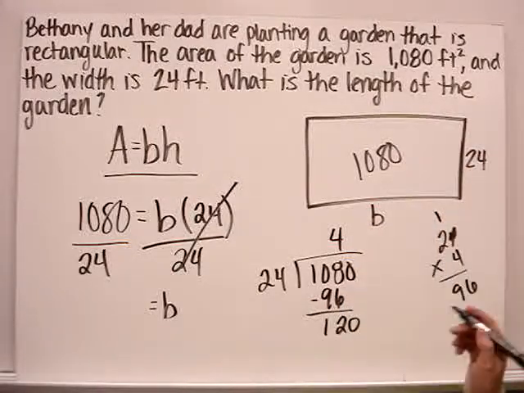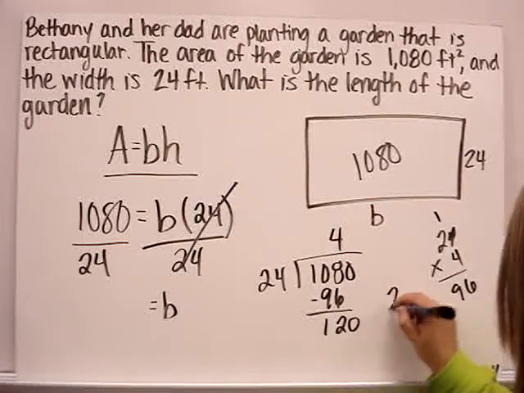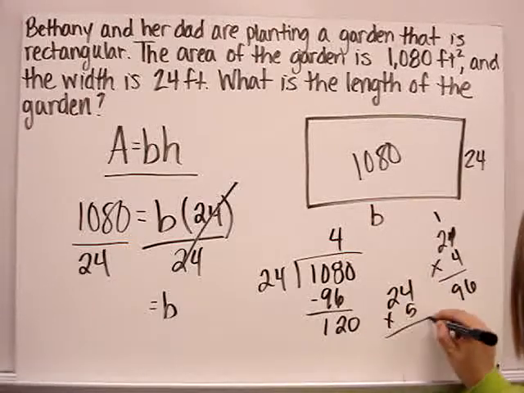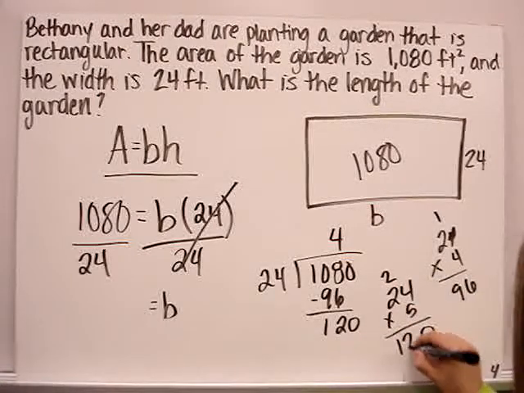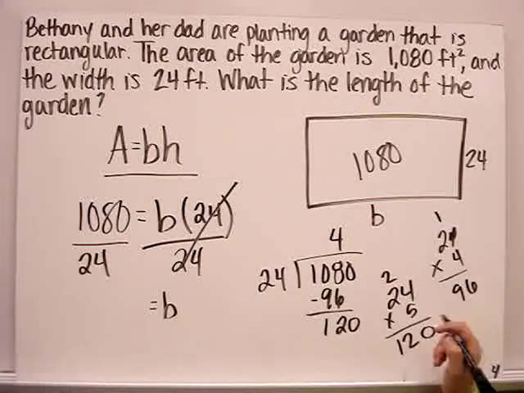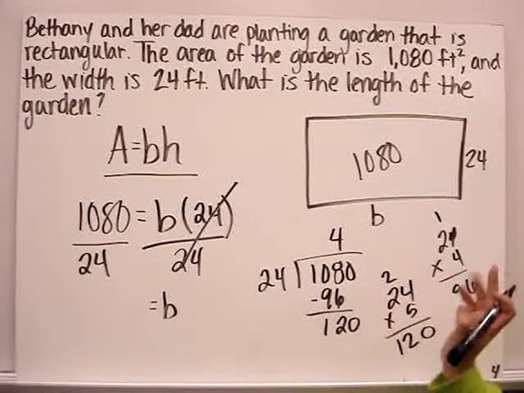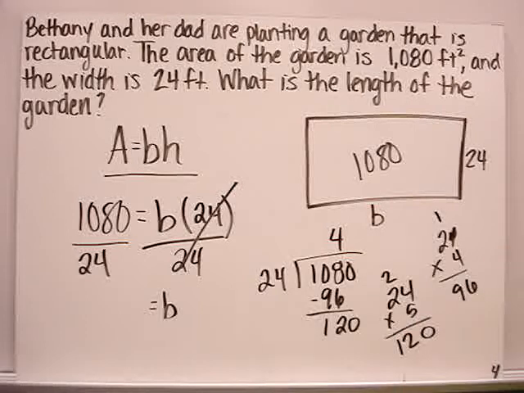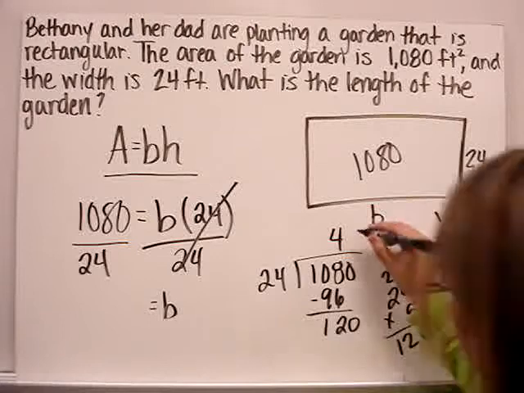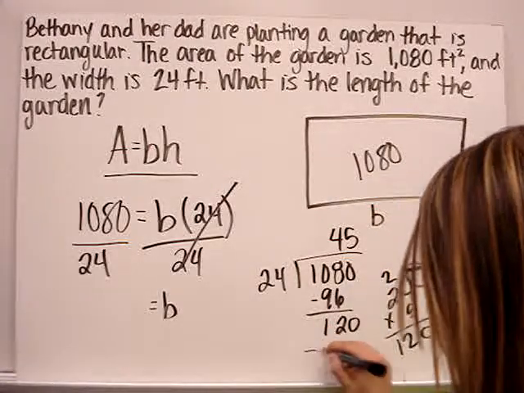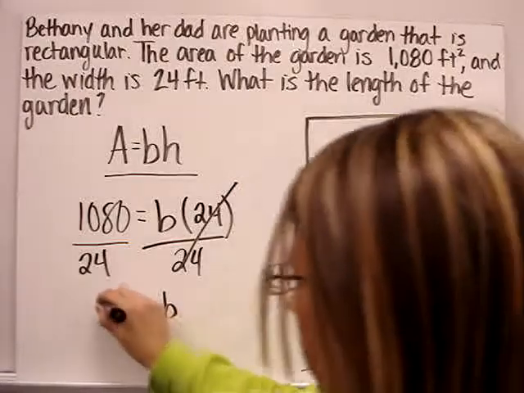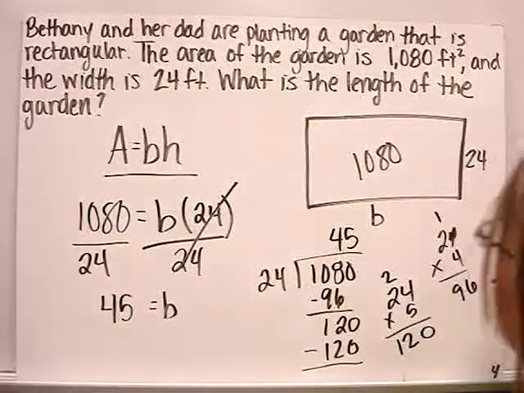I'm thinking that this is going to be just another one. So 24 times 5. 4 times 5 is 20. 5 times 2 is 10, plus 2 is 12, so that goes here. Or 5 times 20 is 100, so that's 120. Yes, 120. Perfect, so that's 5 here. So B equals 45.